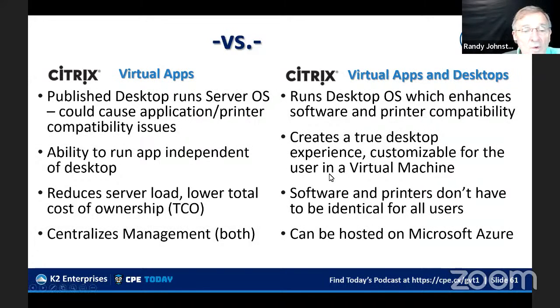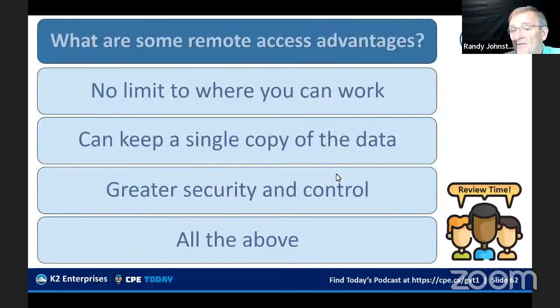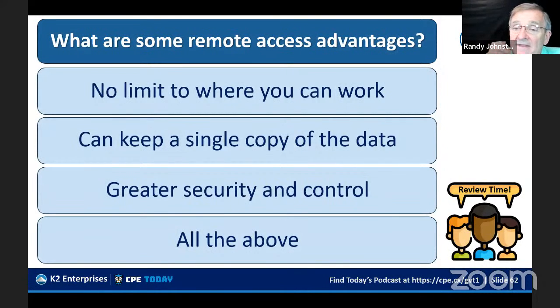Well, we have been going for a while. It's probably about time for us to get another review question in. And in this case, what are some remote access advantages? And the answer is: no limit to where you can work, keep a single copy of the data, greater security and control, or all of the above. Now, as you're reflecting on this, I believe you can think that there's no limit to where you can work, that all of the data is in the server farms. Yeah, that sounds right. Greater security control. Yeah, I think the right answer here is all of the above.